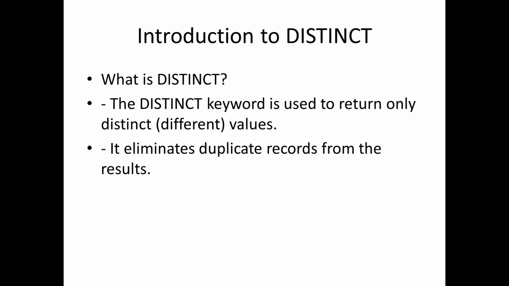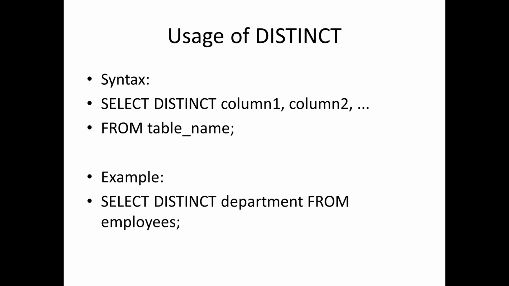And where will you use this distinct? You will use this distinct in a select clause like this. This is the syntax: select, then the keyword distinct, then the list of columns, then from, table name. And how can we use this in a live example? The example has been given: select distinct department from employee. So employee would be the table, and from that table we have a column called department, and we want to see the distinct departments. Like this it will work.